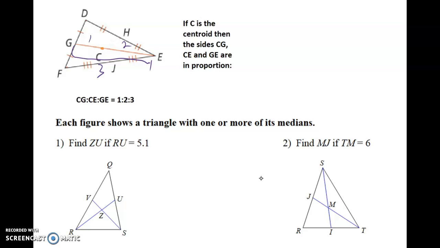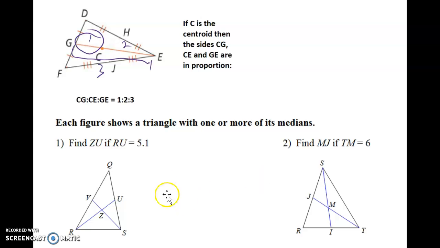So my advice to you is to find this little piece. Find that little piece. If you don't know it already, then you can find the other pieces. Okay? So if you know the little piece, you can multiply it by 2 to find the piece to the vertex. You can multiply it by 3 to find the whole thing.